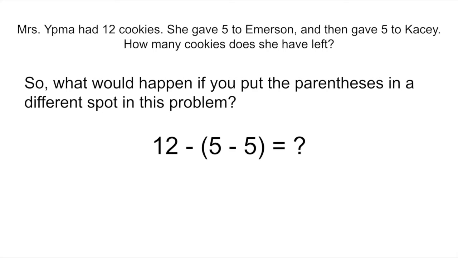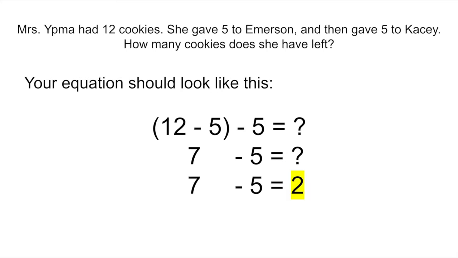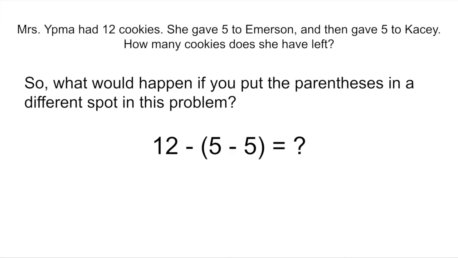So let's back it up. Now 2 was the right answer. That's how many cookies Mrs. Itma had left. But I'm going to show you a mistake. This person put the parentheses over there, around the 5 and the 5. What would happen if you solved the equation like this?